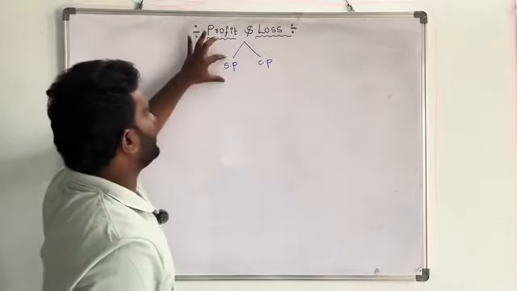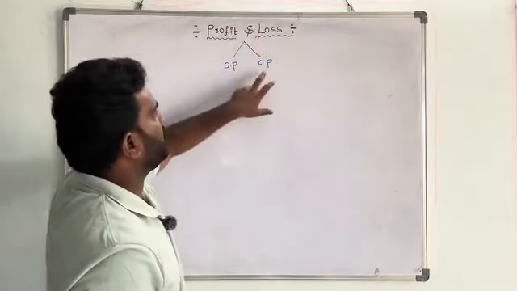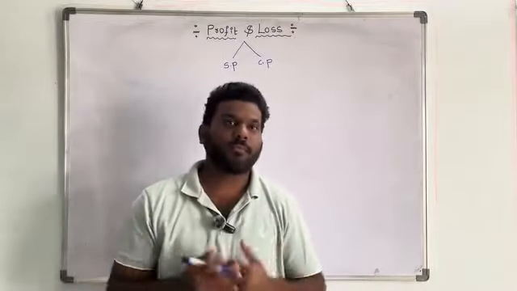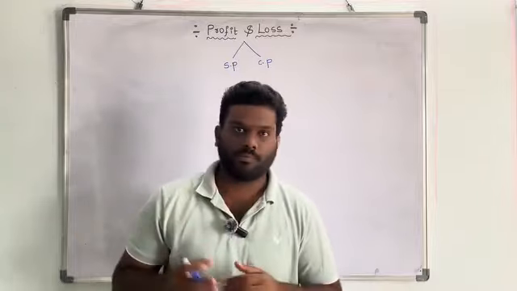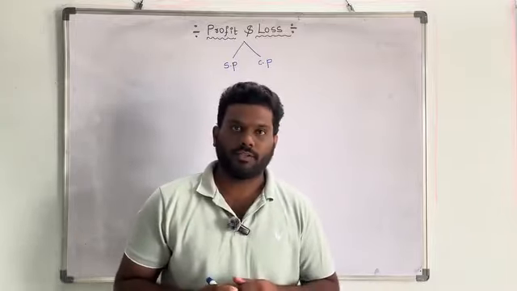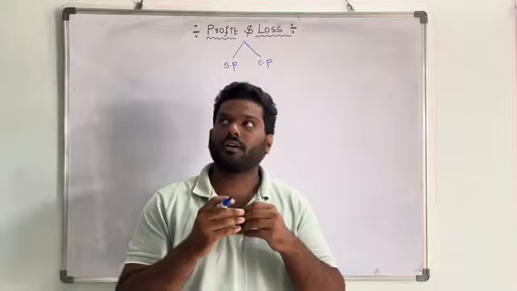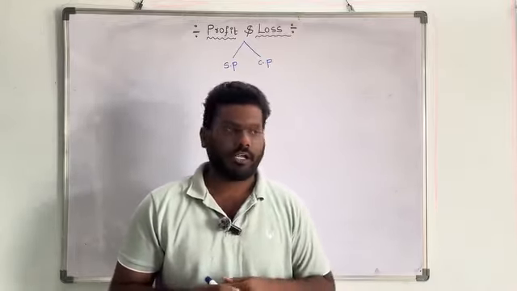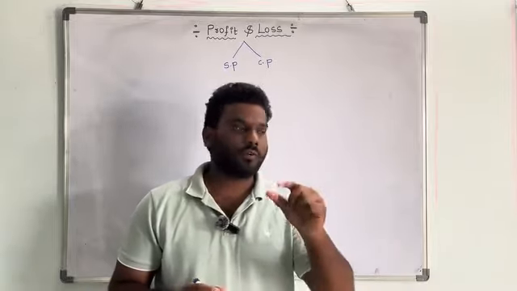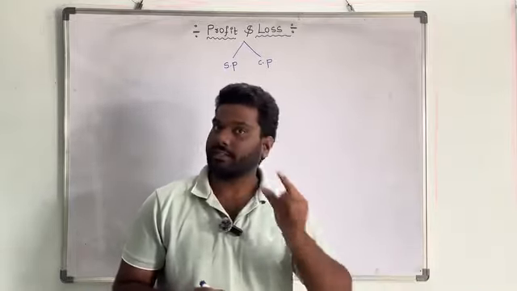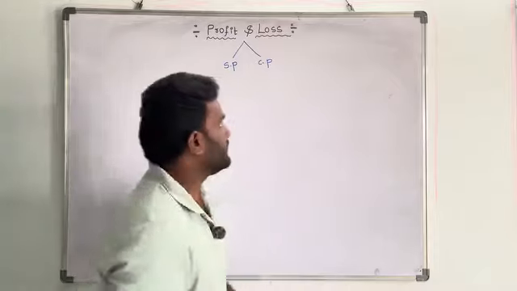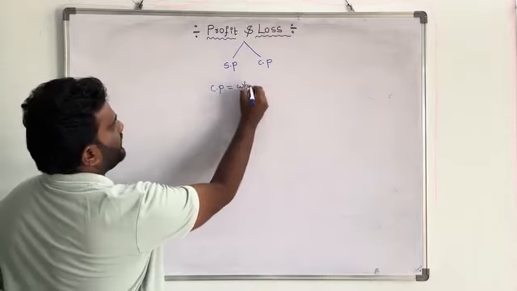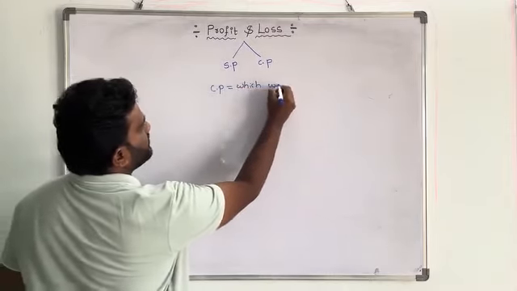So what is selling price and what is cost price? Let me talk about cost price first. Cost price is nothing but, for example, whenever you go to a mobile shop to buy a mobile, you will give 10,000 rupees to the shop owner and you will get the phone. The amount you have paid to that shop owner is called cost price. So cost price is nothing but what we pay.